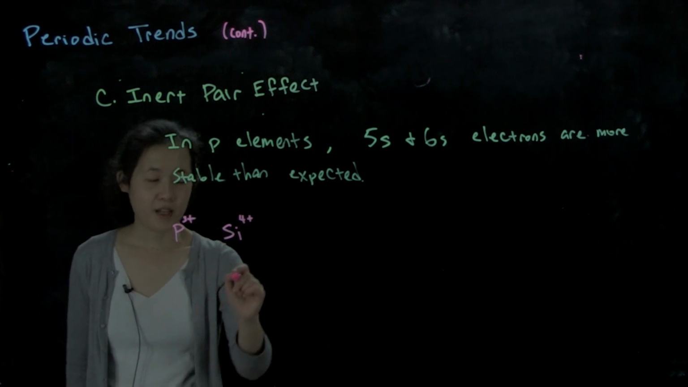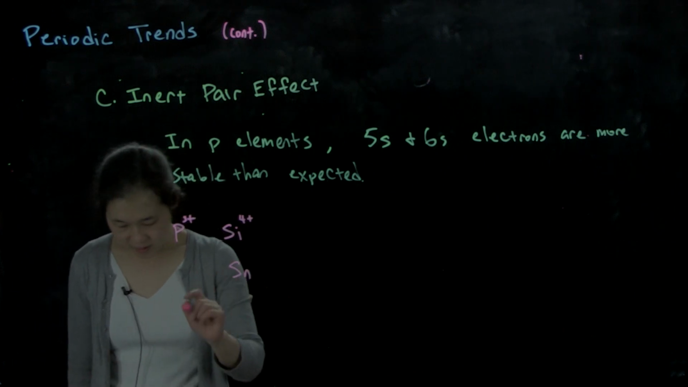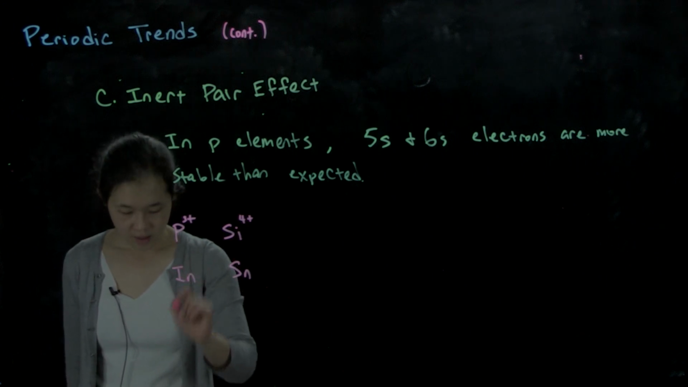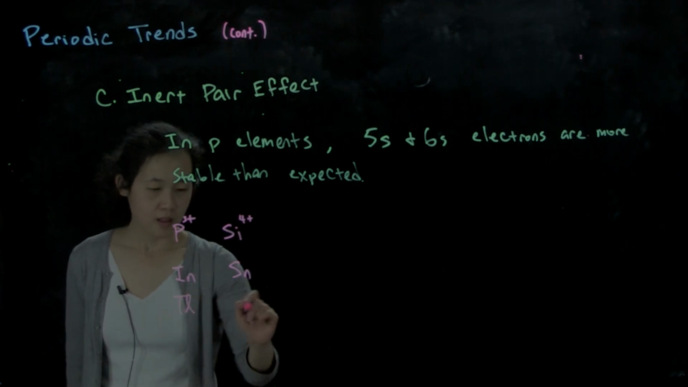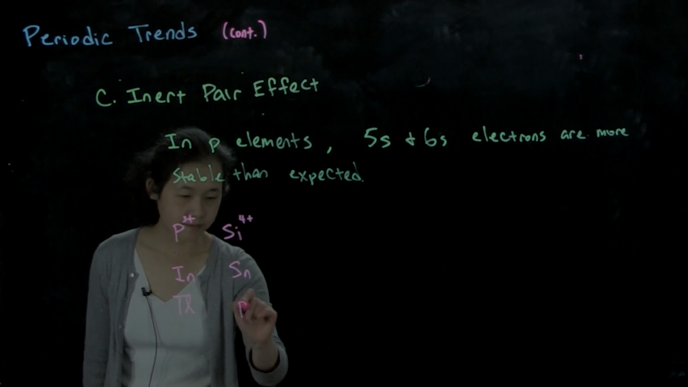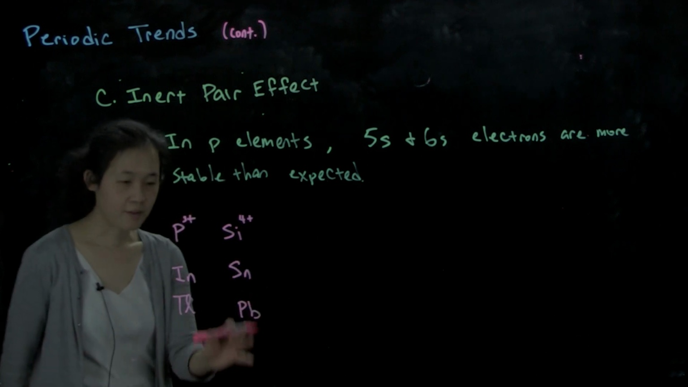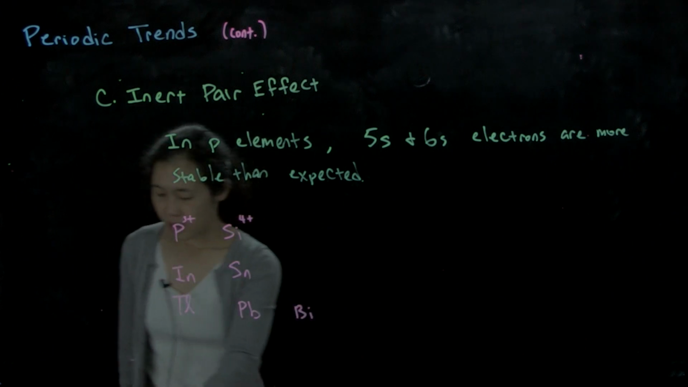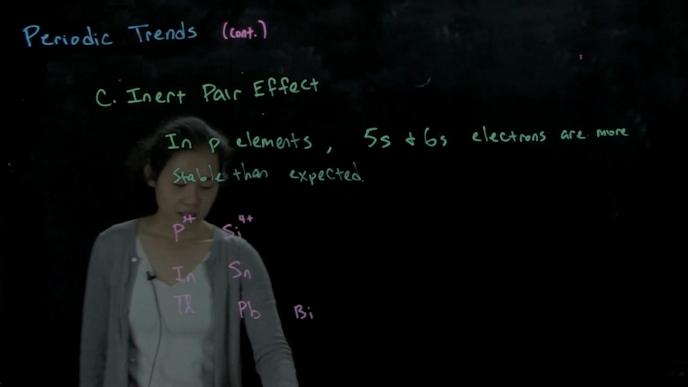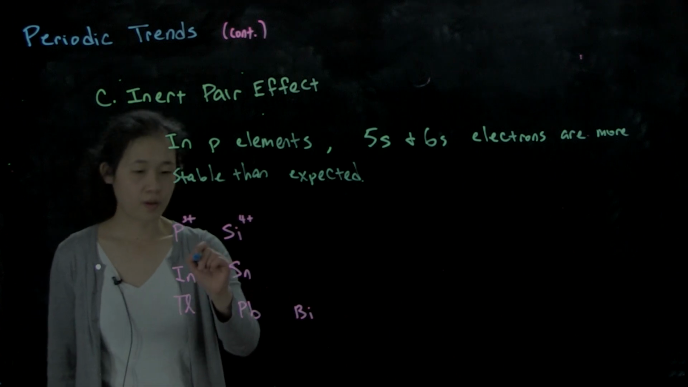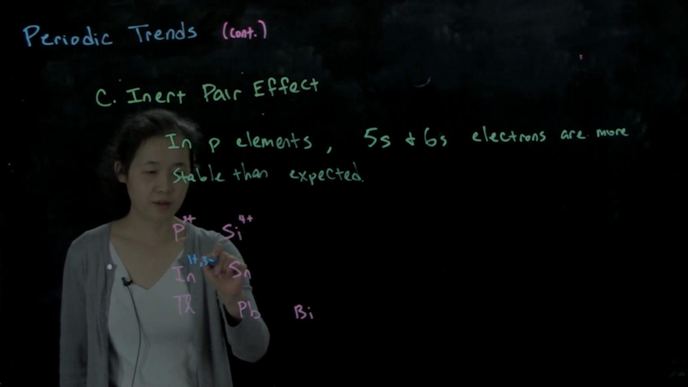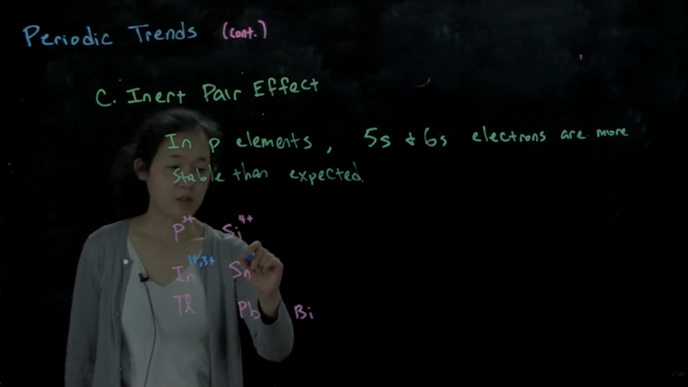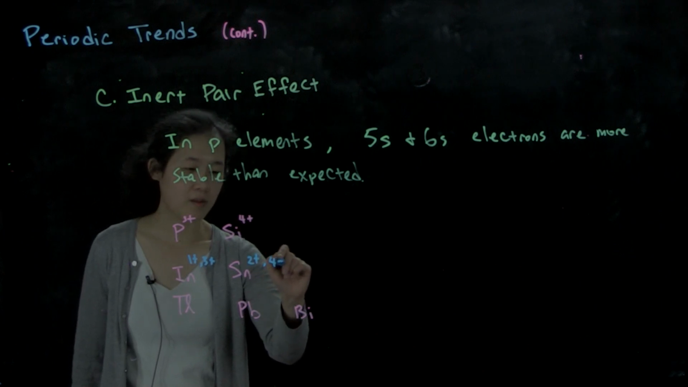But as we go down, we have tin, then we have indium, then we have thallium, and then we have lead. And of course, there's other ones as well. Let's say over here is bismuth. So our common oxidation states for indium has both 1+ and 3+ available. Tin also has 2+ and 4+ available.